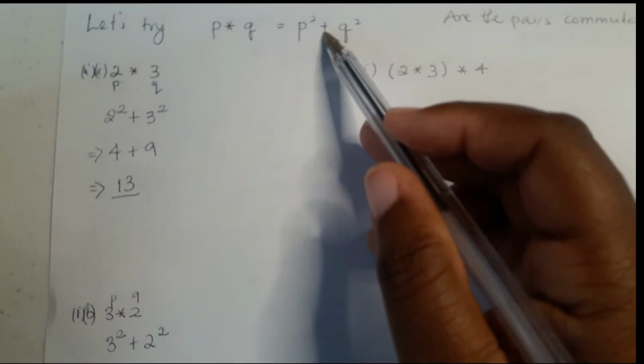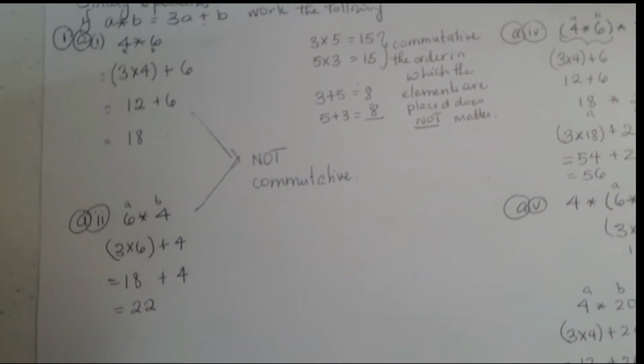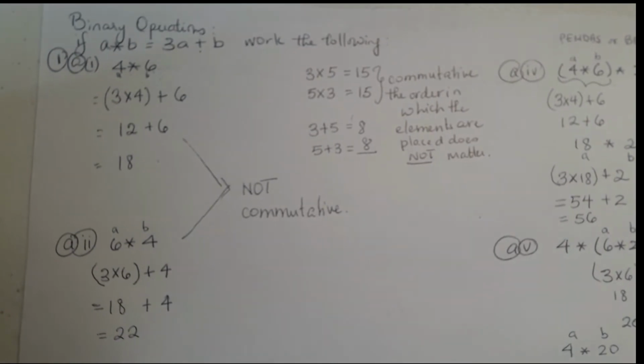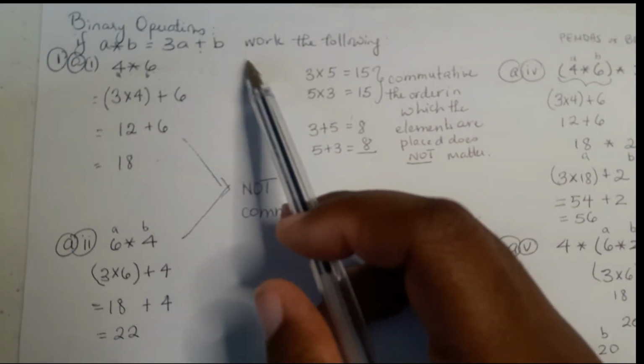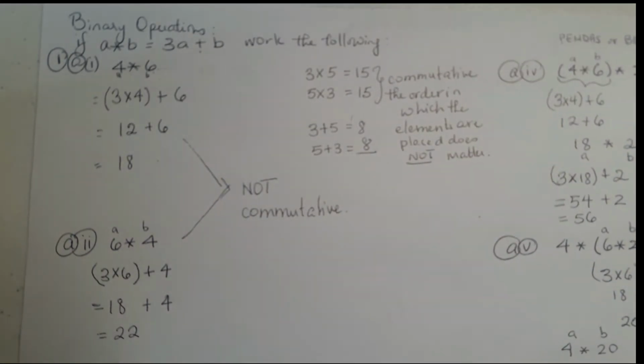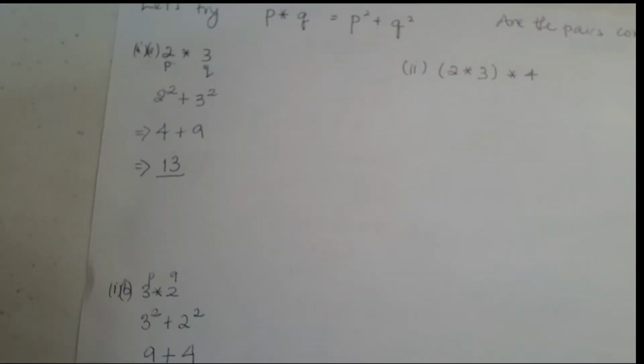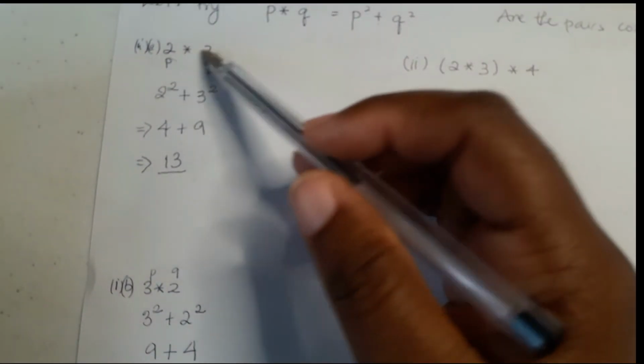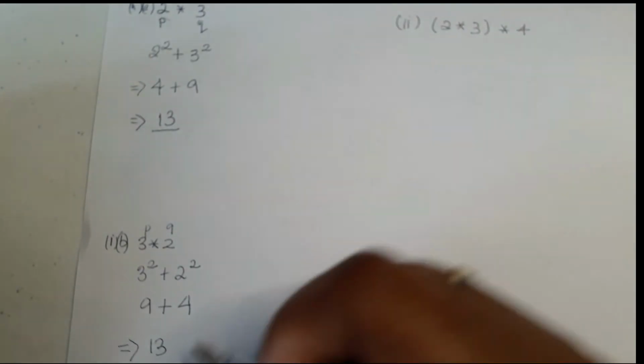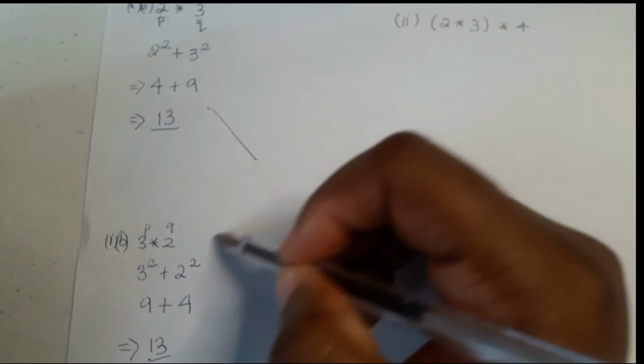So in this case, when we use this operation here, on the other side, what did we use? On the other side, we used 3a plus b. We had a multiplication and addition mixed up in there. And in this case, we just squared whatever numbers were over here, and we ended up getting the same answer.